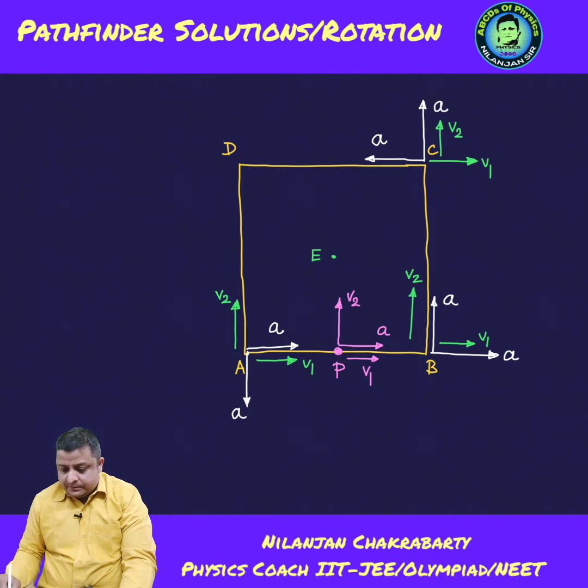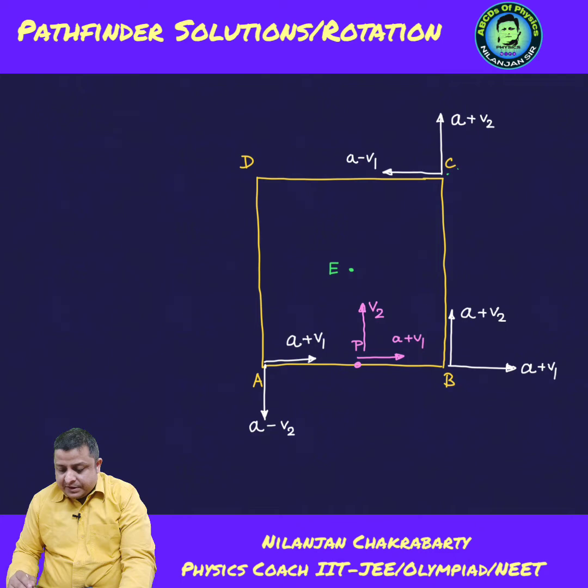Let's move on. So this is after adding all this velocity. We have just added this A plus v2, right? So here it will be A minus v2 to the left, this is A plus v1, this is A plus v2. So like that, after superposing and adding velocity of E with all the 4 points, this is how the velocities are, right?